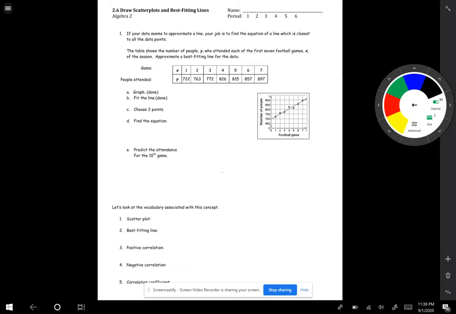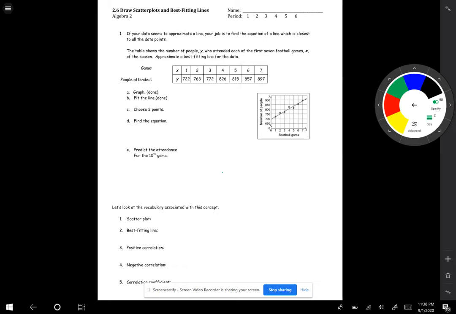As you see from the table, the game is on the top row. It's going to be represented by the horizontal axis of your graph, and Y is going to represent the vertical axis since it's the number of people. In part A, as you can see, the graph is already done for you. All the dots were plotted, and then a line of best fit was drawn.